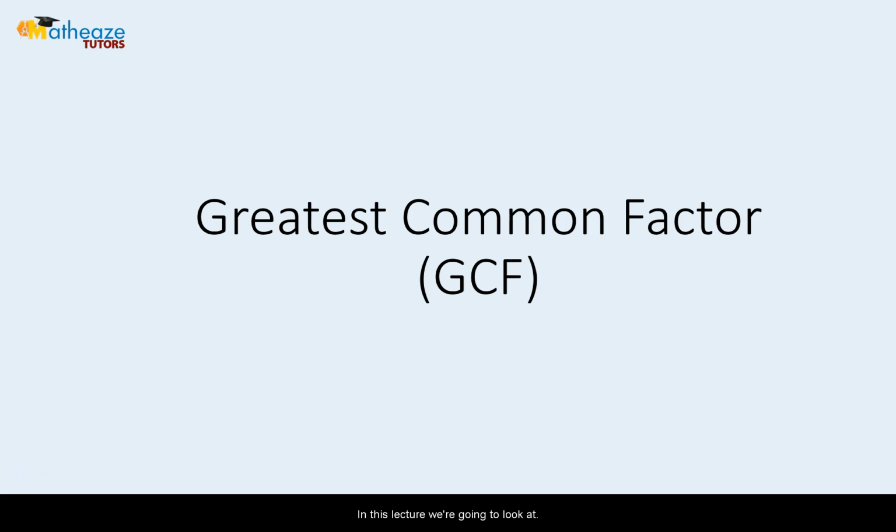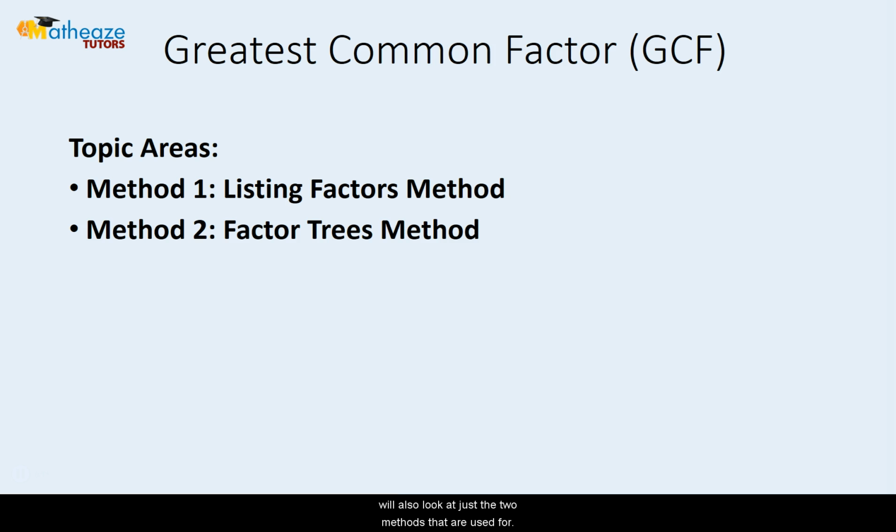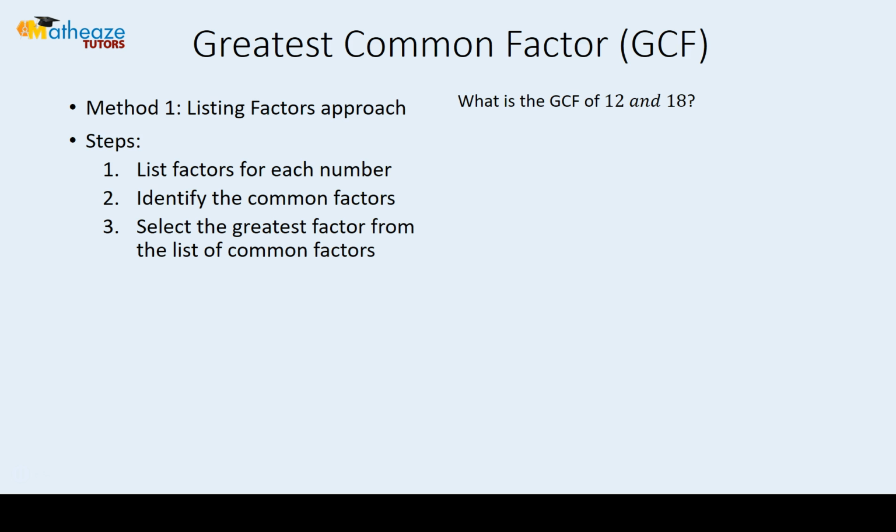In this lecture, we're going to look at determining the greatest common factor. We'll also look at the two methods that are used for determining the greatest common factor. We have the listing factors method and the factor trees method. Let's start with the listing factors method.